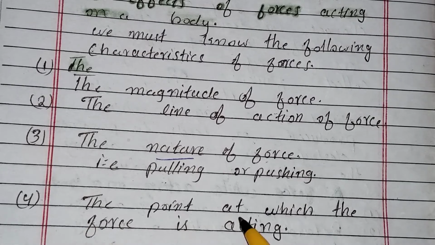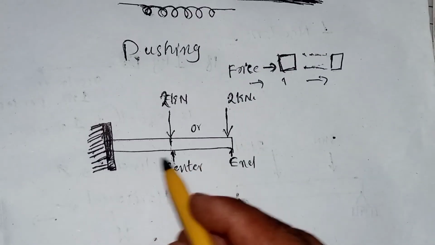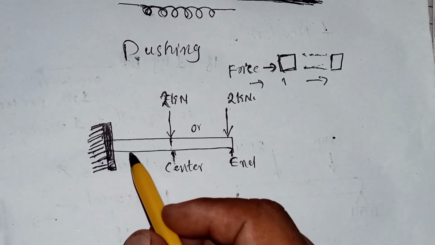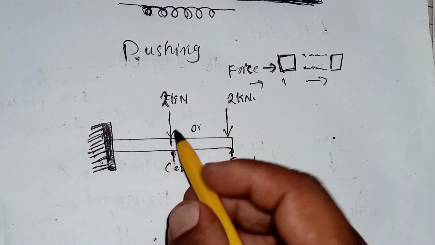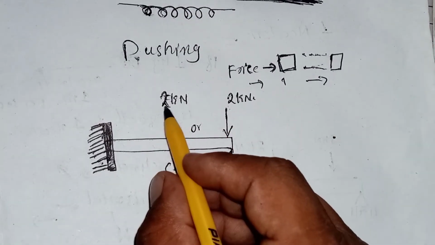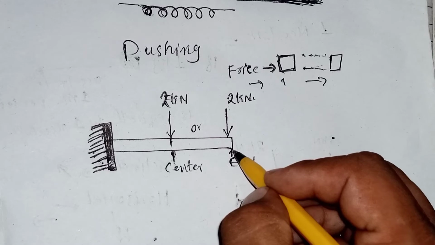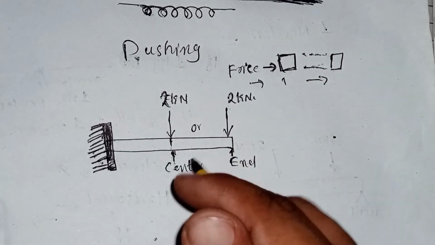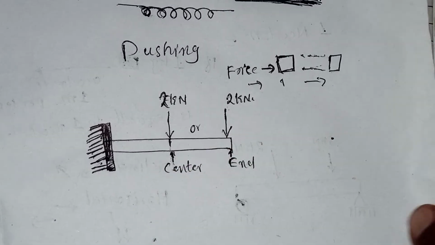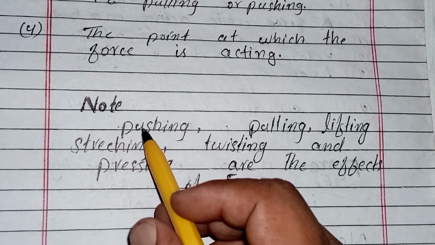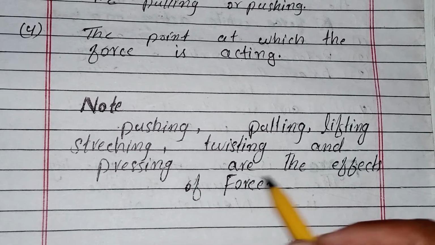The fourth, the point at which the force is acting. For example, we have drawn a beam, as we can see here, suppose this is a cantilever beam, and we must know the point where the force is acting. So we can see here 2 kilonewton force is acting at the center, and 2 kilonewton force is acting at the end of the beam. All these characteristics must be known to determine the effects of force. Note that pushing, pulling, lifting, stretching, twisting, and pressing are the effects of force.